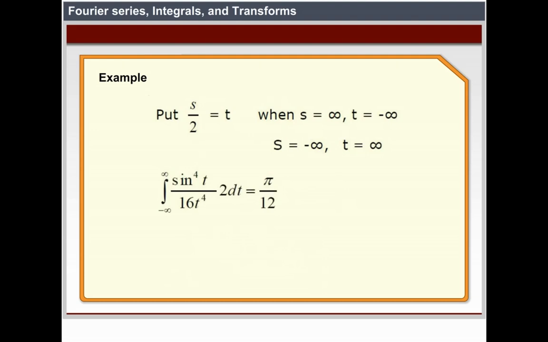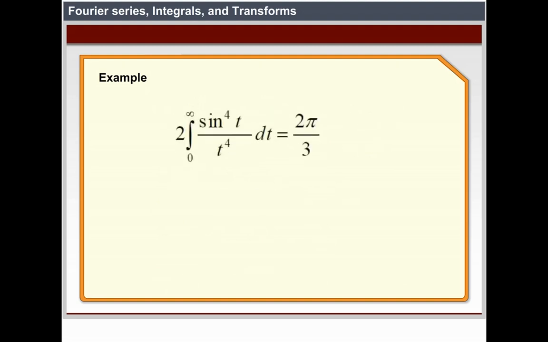The integral from −∞ to +∞ of sin⁴ t / (16 t⁴) times 2 dt equals π/12. Then the integral from −∞ to +∞ of sin⁴ t / t⁴ dt equals 2π/3. Again, we convert the limit using the even function: 2 times the integral from 0 to ∞ of sin⁴ t / t⁴ dt equals 2π/3.